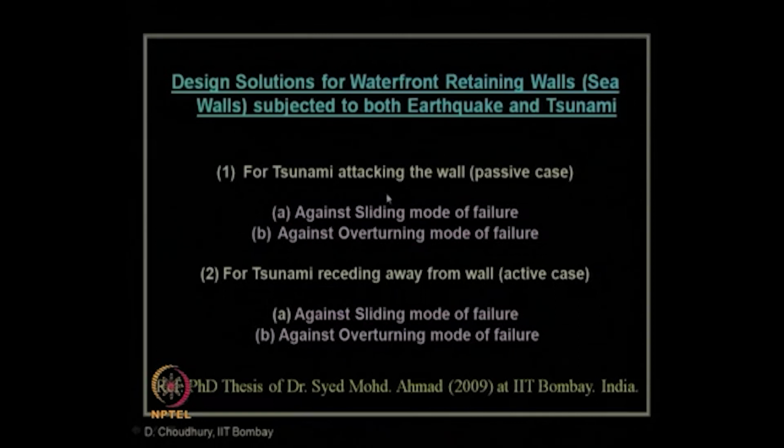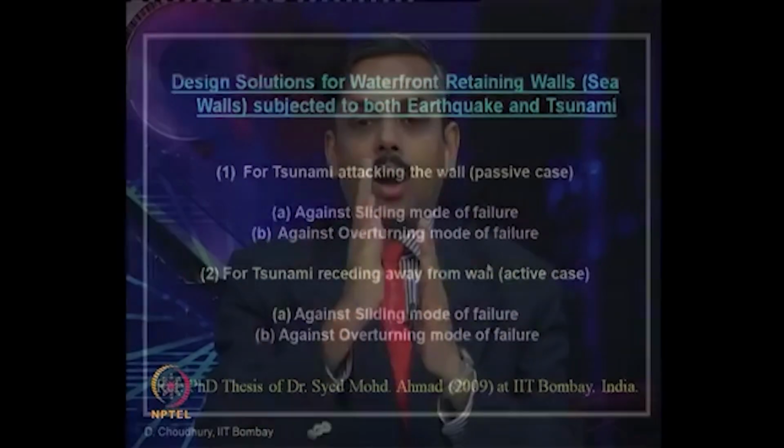Within both cases, the two major aspects are the sliding mode of failure and the overturning mode of failure. The first case can be referred to as the passive state of earth pressure, whereas the second can be considered the active state of earth pressure, based on the movement of the wall towards the backfill soil or towards the shore. As we can see here, when a wall is standing like this, this side we have the wave, that is the water side, and this side we have the shore or ground side with backfill soil. When the tsunami wave hits, the wall tends to move towards this soil.